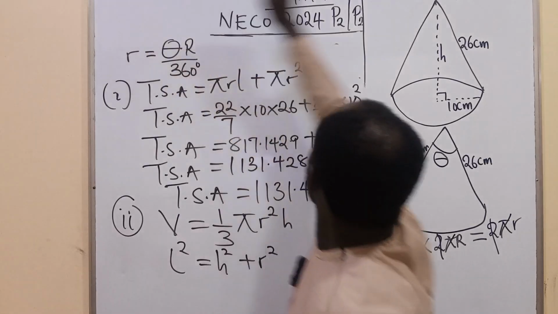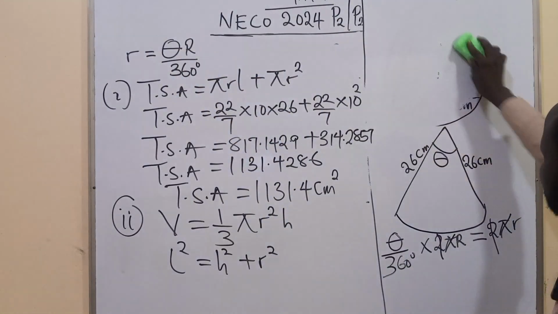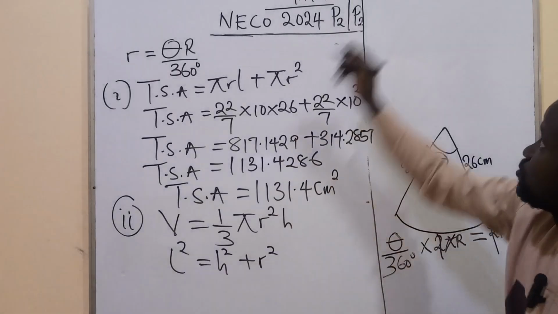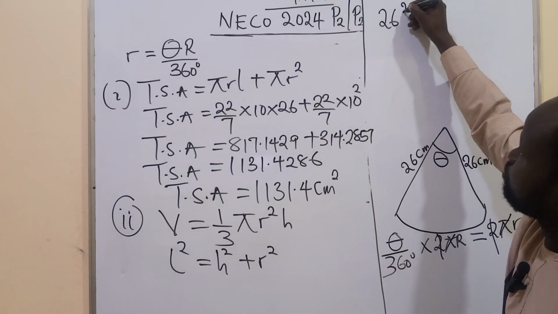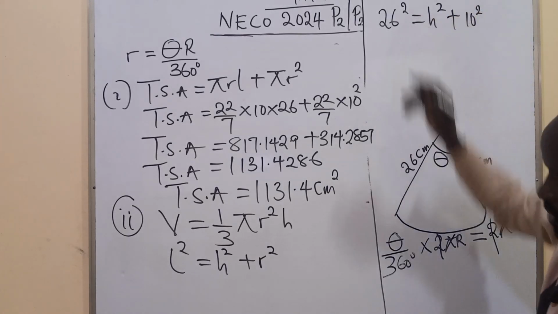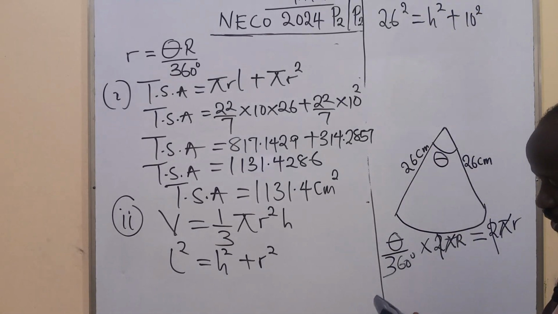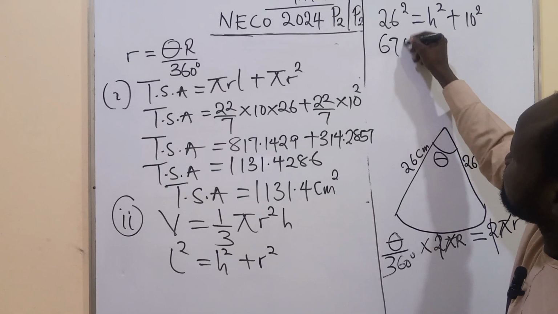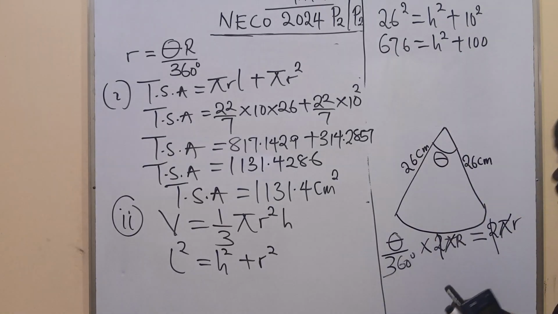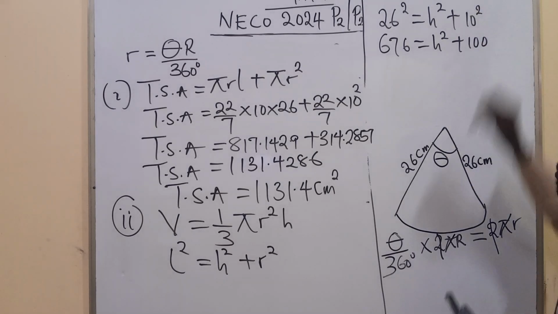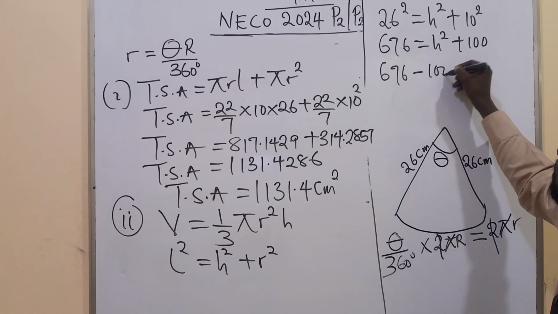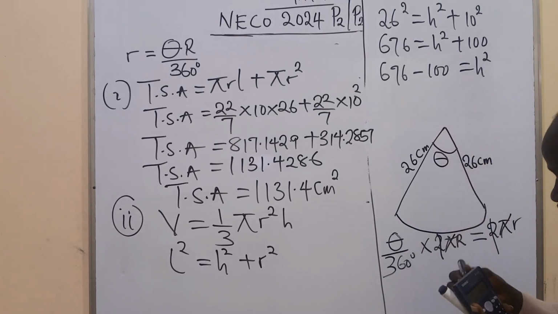Okay, so let's move here to find h now. Since we know our slant height, the slant height is 26. This will be 26 square now, will be equals to h square plus the radius, 10 square. So 26 square is 676, will be equals to h square plus 100, because 10 square is 10 times 10, which is 100. So we can collect like terms here. 676 now minus 100 will be equals to h square.